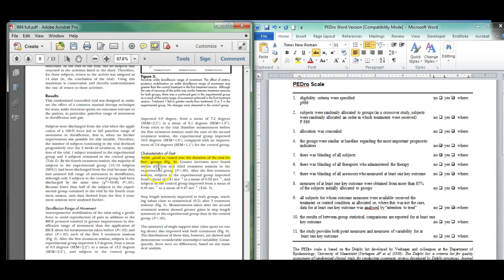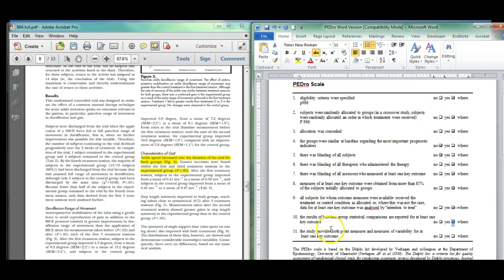Greater increases were found within the first and third treatment sessions in the experimental group, and they report a p-value, although I would say we're getting ready to go into effect sizes. I would also report an effect size as well. So the answer to this question, number 10, would also be yes, they meet the criteria.